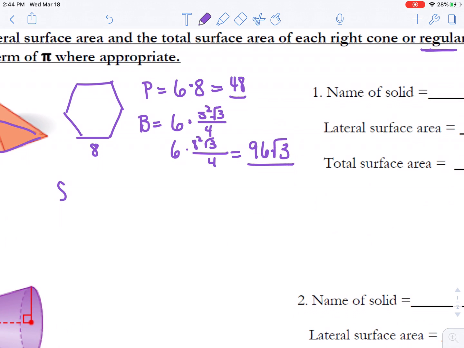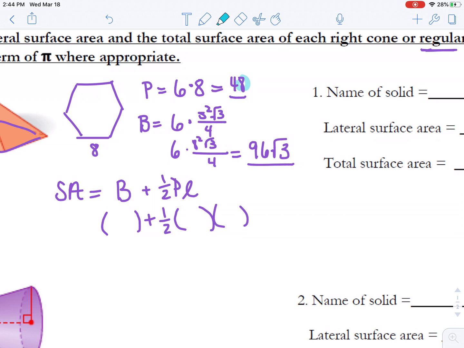This is going to help us because for the surface area of a pyramid, there is one base that we have to paint, and then there are all of the lateral faces, 1/2 PL. So we put our parentheses in, we have our B and our P, and then of course our slant height. These values for B and P go in their corresponding spot. So area of the base is 96 root 3. Perimeter of our base is 48, so we can plug those in.